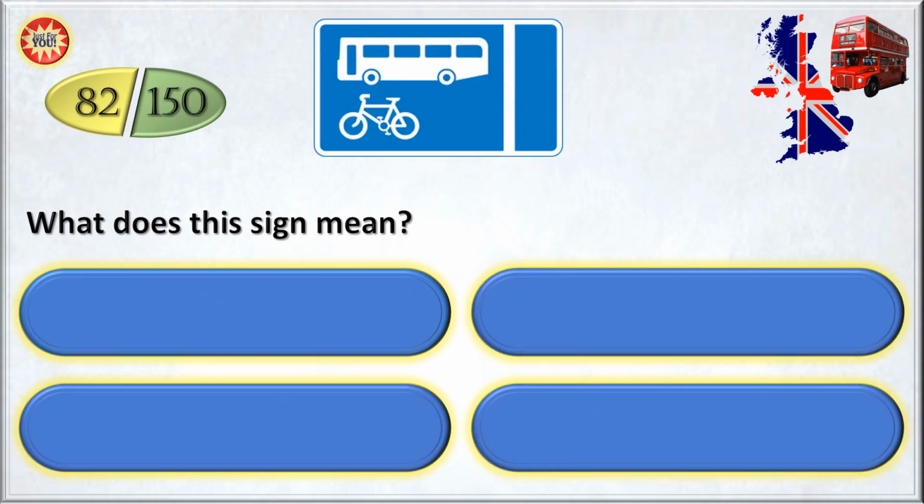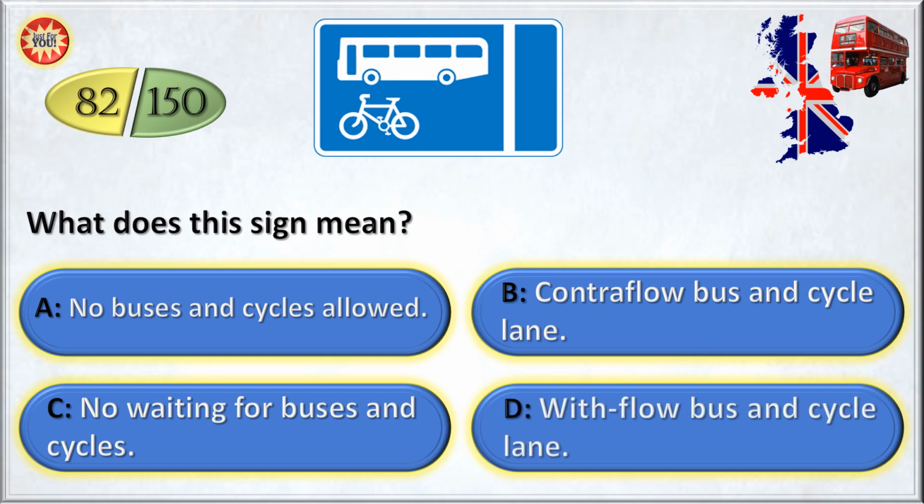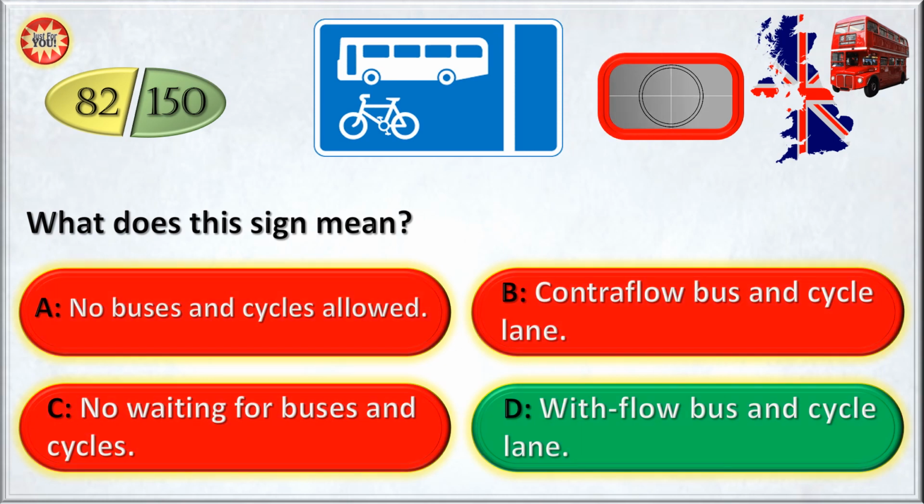What does this sign mean? No buses and cycles allowed. Contraflow bus and cycle lane. No waiting for buses and cycles. With flow bus and cycle lane.